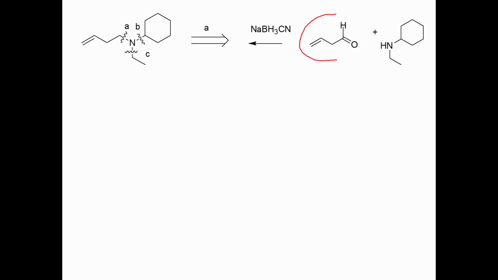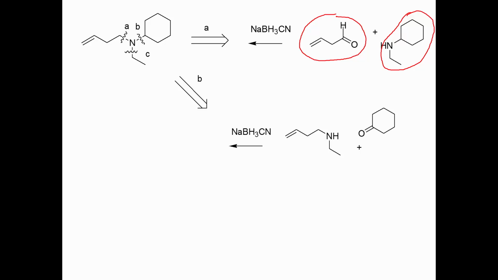If we form bond A, we're going to need a 4-carbon aldehyde with a double bond in it, and we're going to need an amine that has the rest of the molecule intact. So this is the combination of aldehyde and amine that you would need to make that compound by reductive amination. But you still have 2 other choices. What about B?